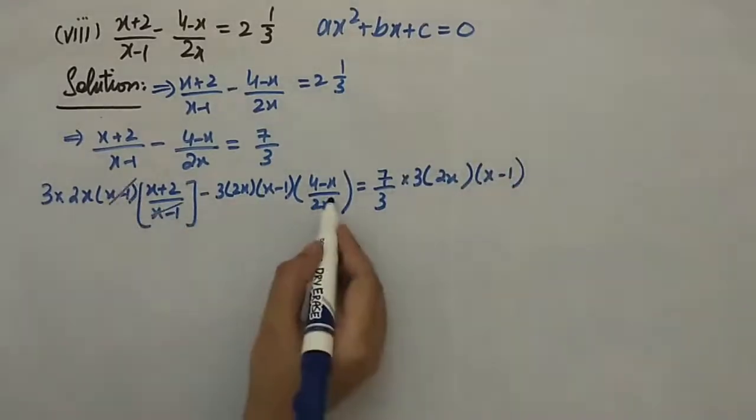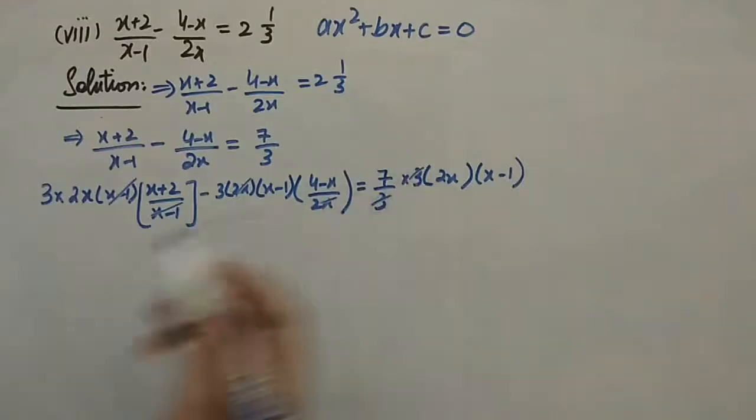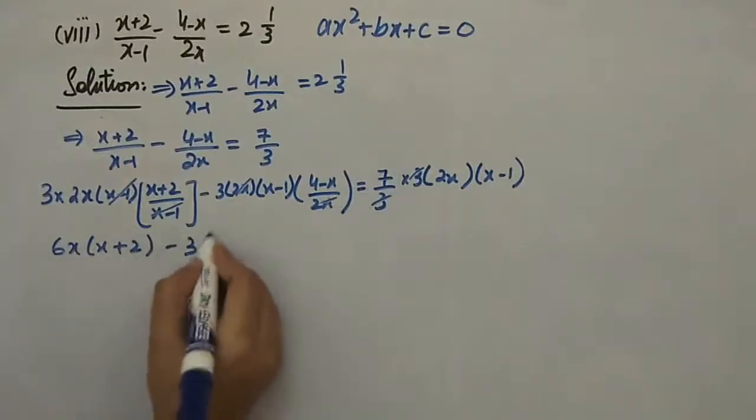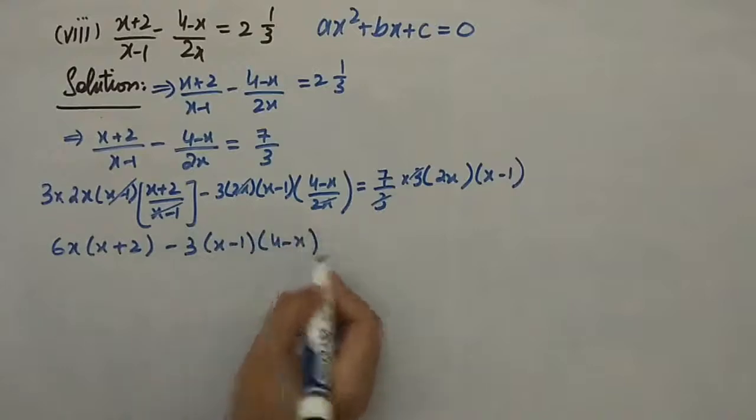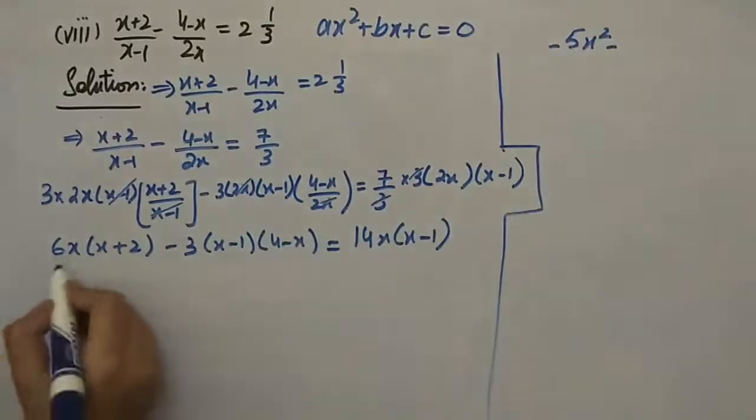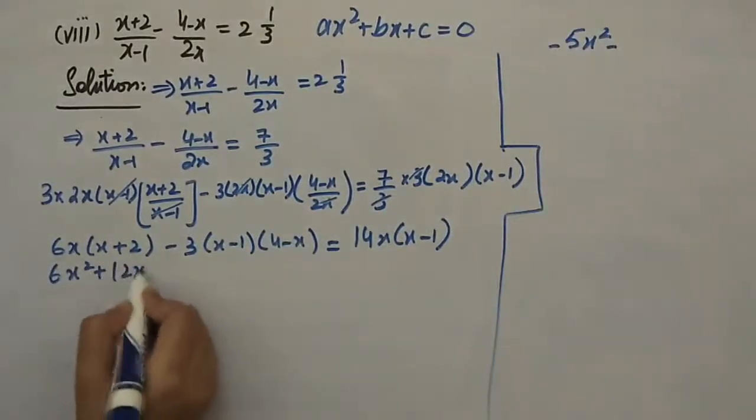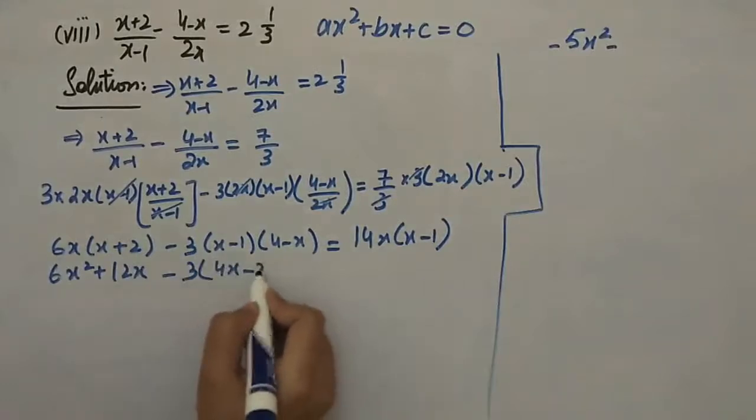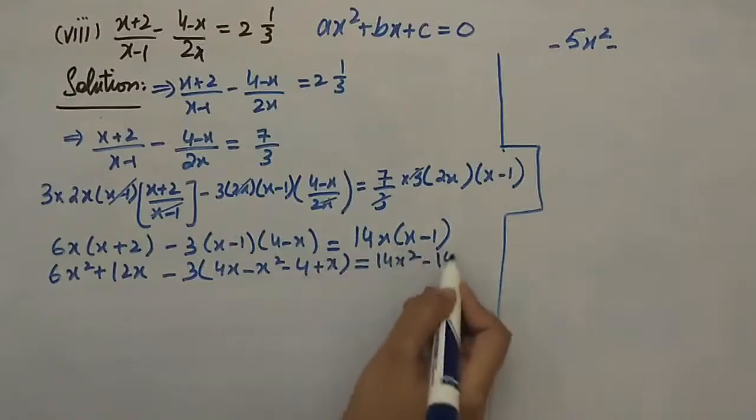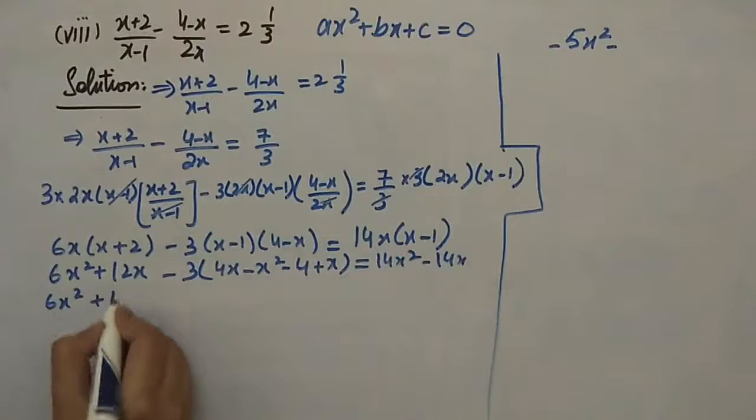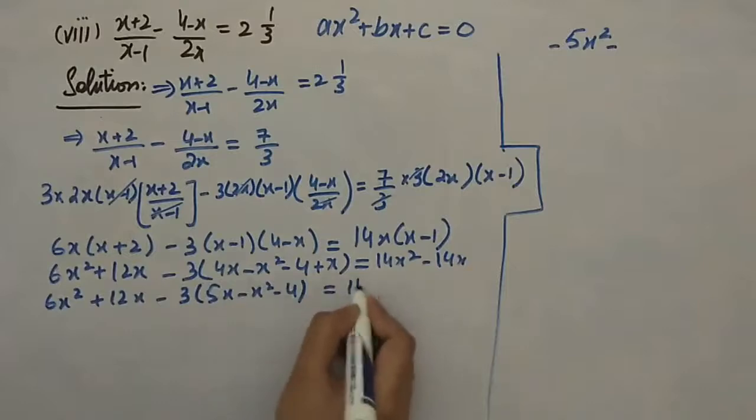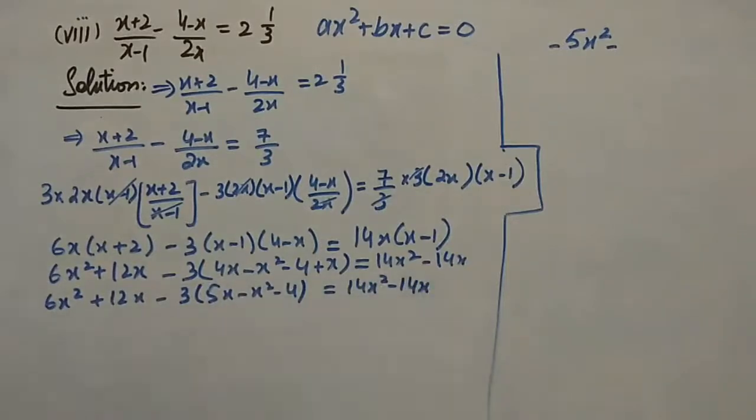let me erase it, okay, which is equal to 7 by 3 multiply by 3, 2x, x minus 1. x minus 1 cancel, 2x cancel, 3 with 3, so 3 times 6 x plus 2 minus 3 x minus 1, 4 minus x, equals 7 times 14 x minus 1. 6x square plus 12x, 4x minus x square minus 4 plus x, 14x square minus 14x. 5x minus x square minus 4, 14x square minus 14x. Clear?